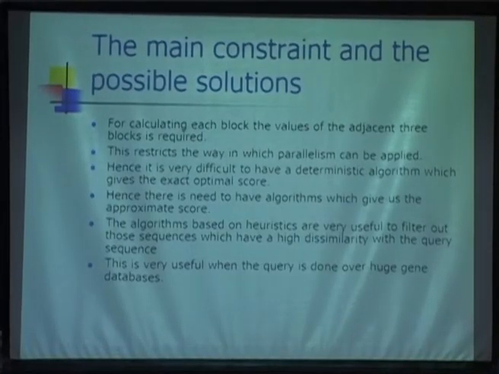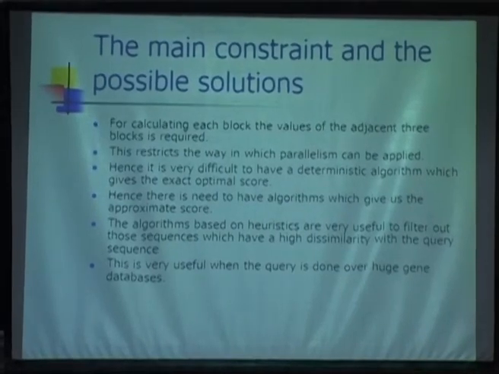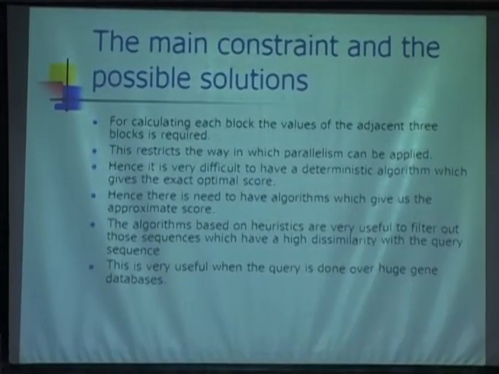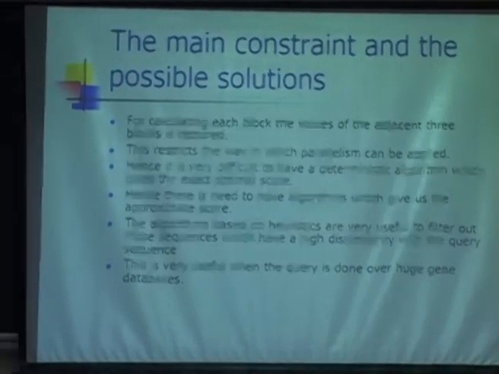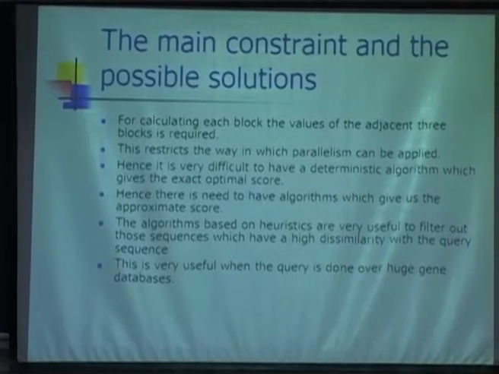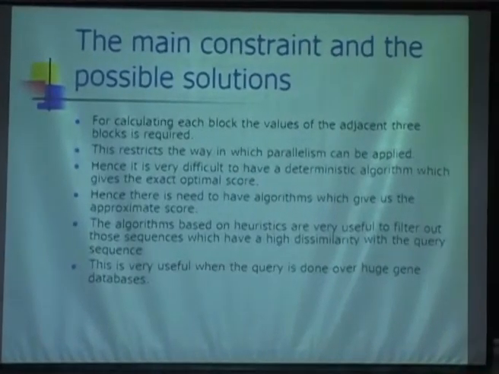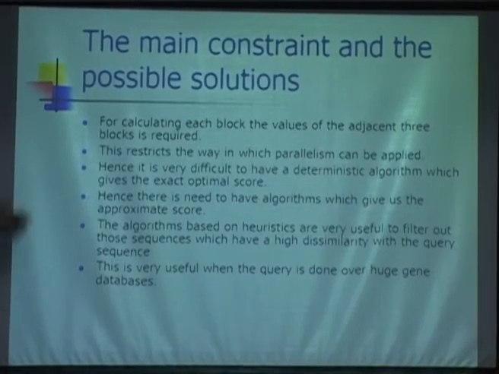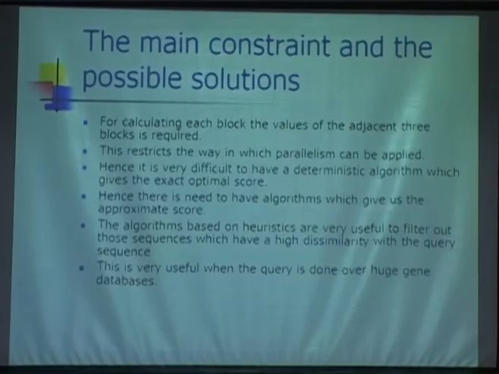So now the main constraint we observed was that for calculating each block, the values of the adjacent 3 blocks are required. So this is the main constraint in calculating the value using a deterministic algorithm which gives you a correct, exact optimal score. So the solution is that we have to have algorithms which give us approximate scores, and these algorithms are based on heuristics. When we are searching for a gene in a huge database, we have to filter out those genes which are highly dissimilar to the query gene. So these algorithms are used here.